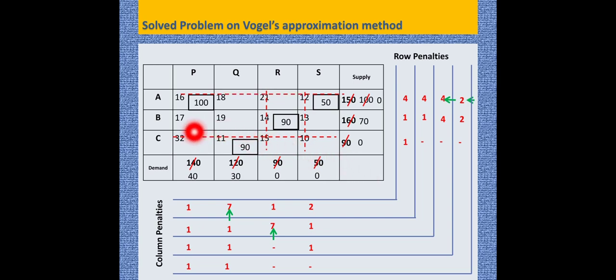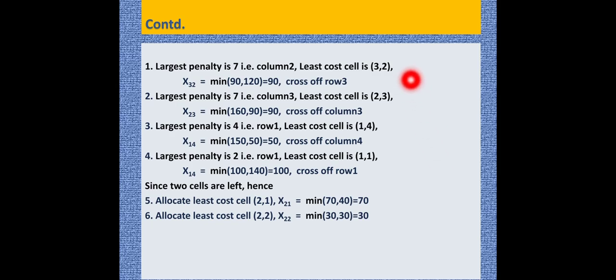So we are left with only 2 blocks, and we are left with 40 plus 30. So here if you allocate 40 here, the demand will be satisfied. So here 70 minus 40 will be 30. So remaining is 30 here, that will be allocated here. So now all the allocation has been made and all the demand and supply are 0. So now I can calculate the transportation cost. So here the procedures are written, that whatever the comparison we have made, just go through this.